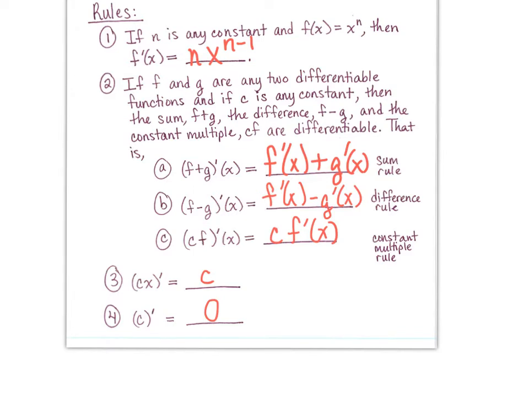So now what we want to do is apply those techniques, apply those rules. You're using this rule here. So you have x to the 4th, so your derivative will then be 4x to the 4 minus 1, using this rule here.